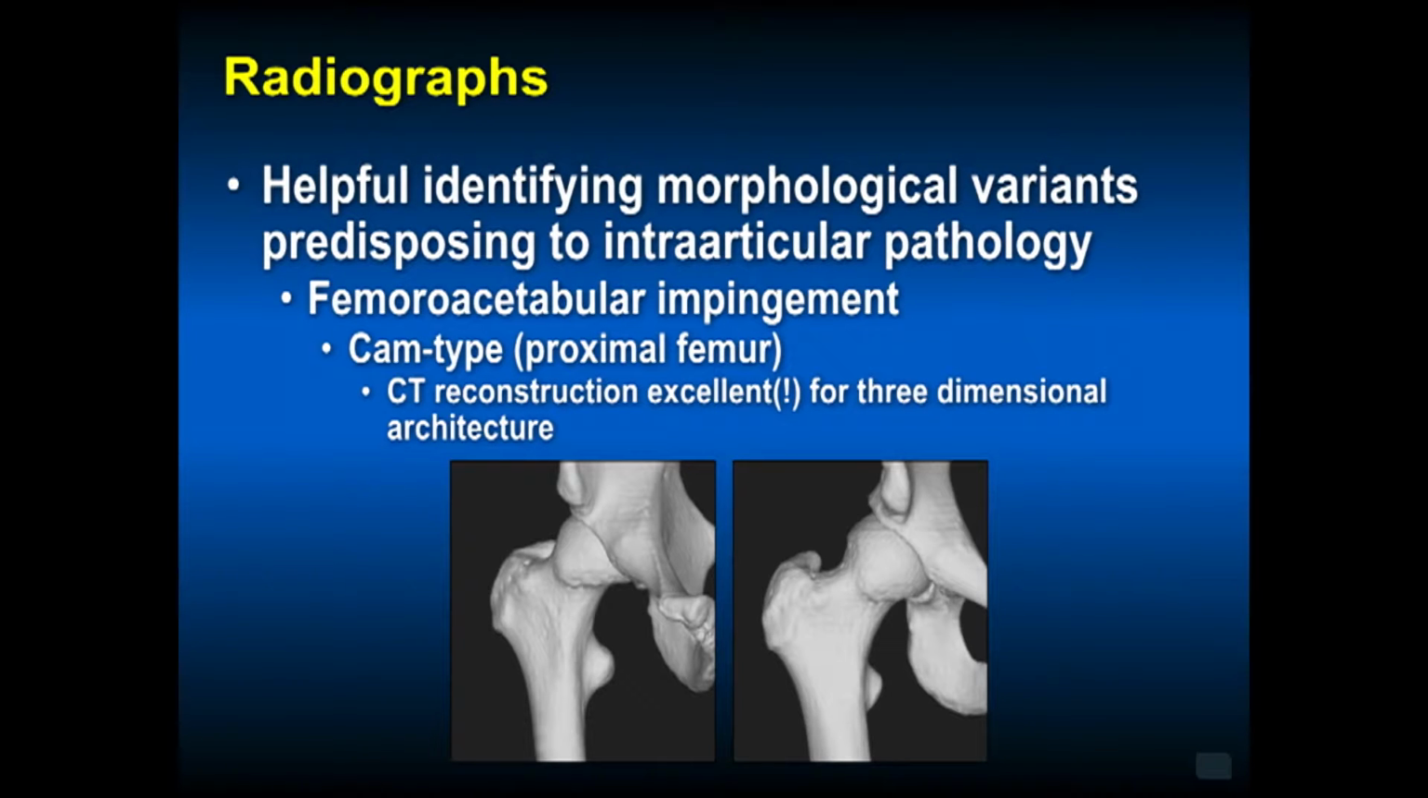Radiographs are helpful in identifying morphologic variants predisposing to this intra-articular pathology. For FAI of the cam type, CT reconstructions do show this very well, and this is an example of a CT reconstruction in a normal hip.